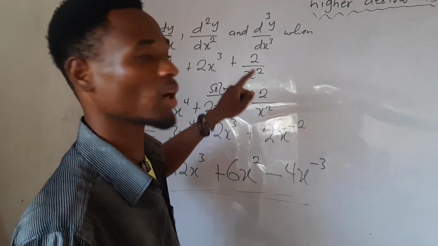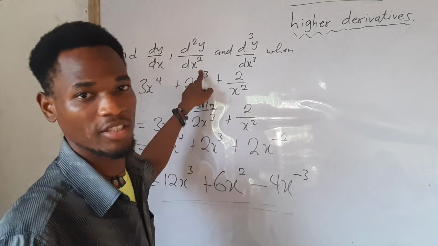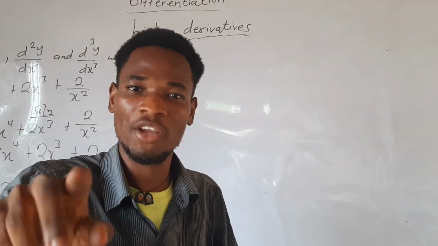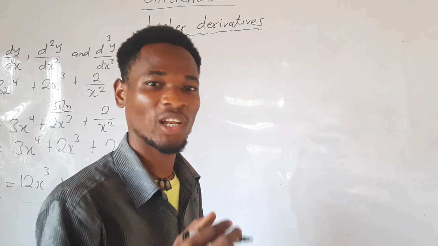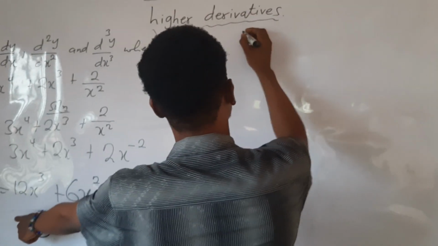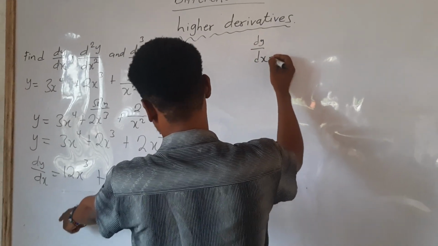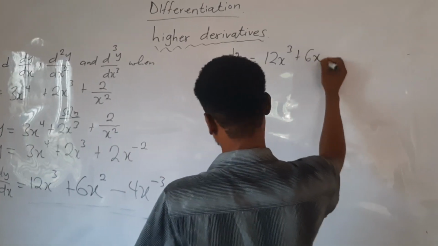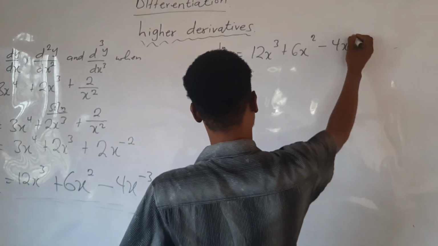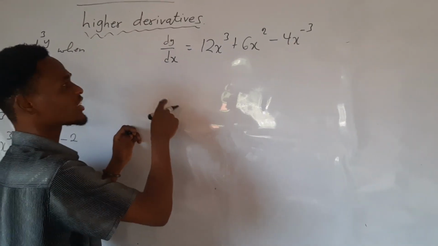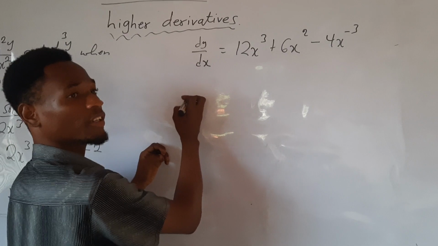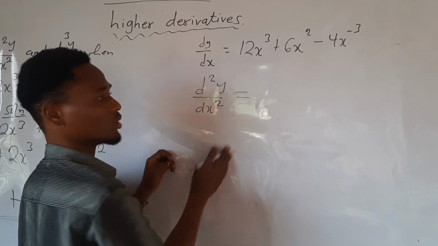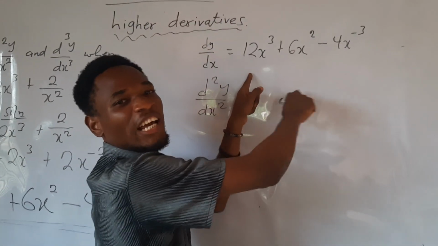Now let's move on to the next one. We should find the second derivative. How do you find the second derivative? You can only find it when you differentiate dy with respect to x. So let's do that nicely. Here we have dy over dx equal to 12x to the power 3 plus 6x to the power 2 minus 4x to the power negative 3. When you differentiate dy dx, you get the second differential, d squared y over dx squared, which is equal to: you differentiate this like the normal differentiation.